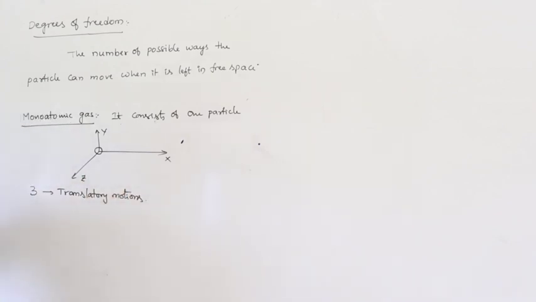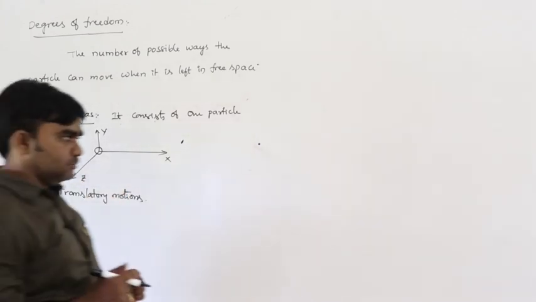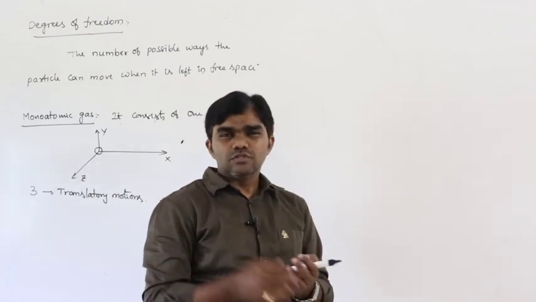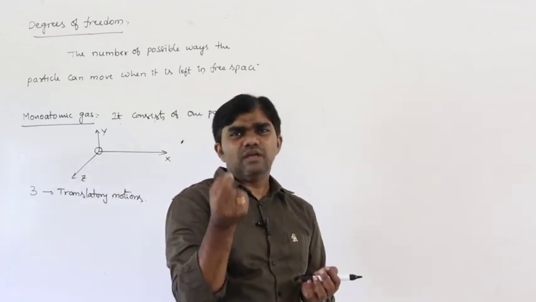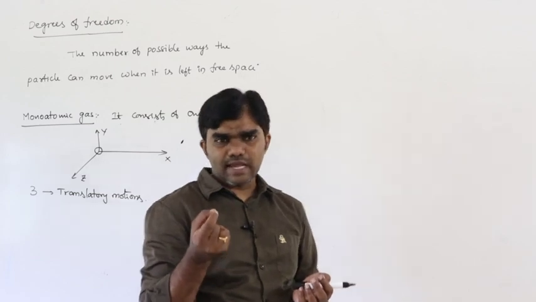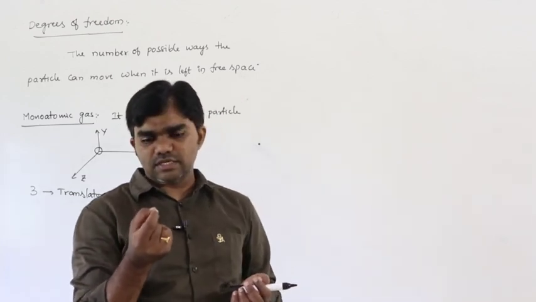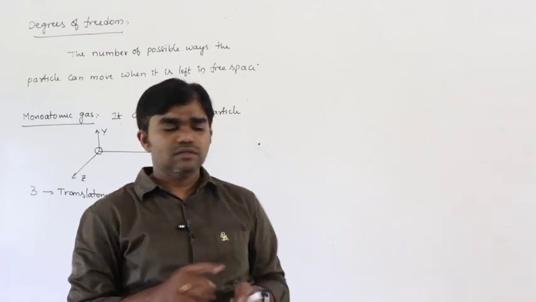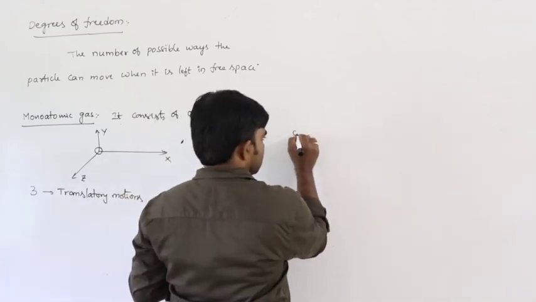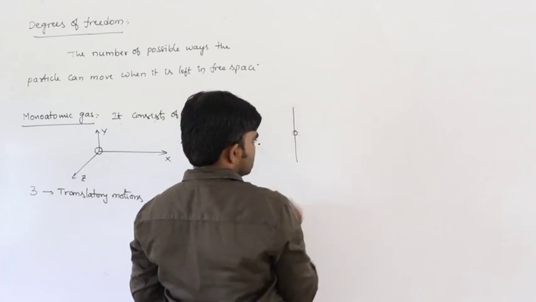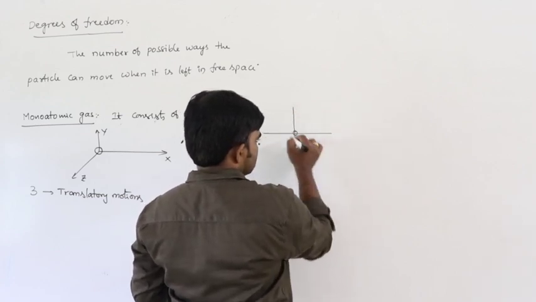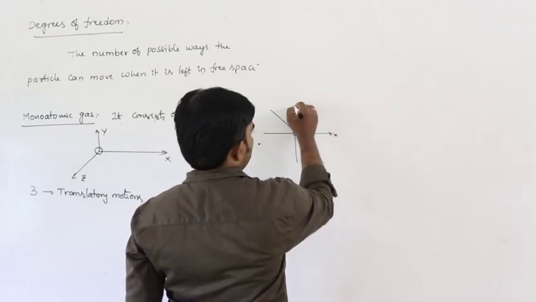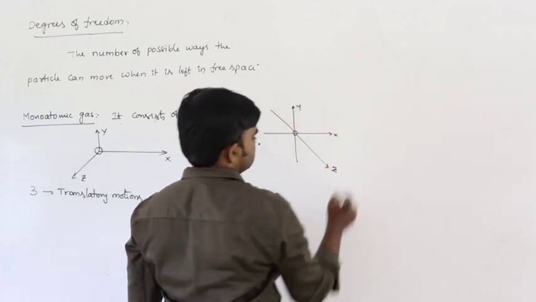Three translatory motions. Rotatory motion means rotation. The gas particle is very small in size. Consider rotation of that gas molecule about any axis. For example, this is the gas molecule. Let us say this is the y axis, this is the x axis, and this is the z axis. So x, y and z.